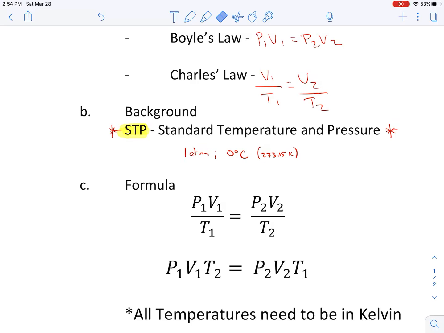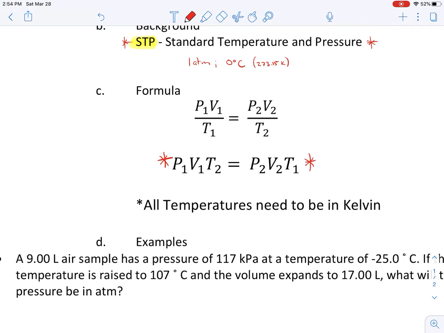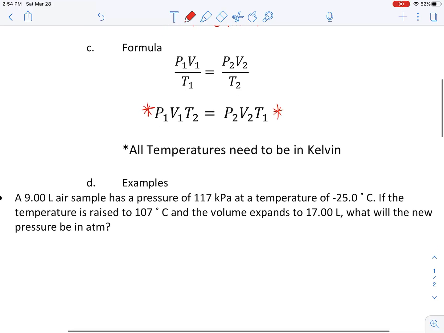I would star this one as well, but the one we're going to use is probably the one down here, already rearranged for us: P1V1T2 is equal to P2V2T1. And remember, all of our temperatures need to be in Kelvin. Let's jump right into a couple of examples.